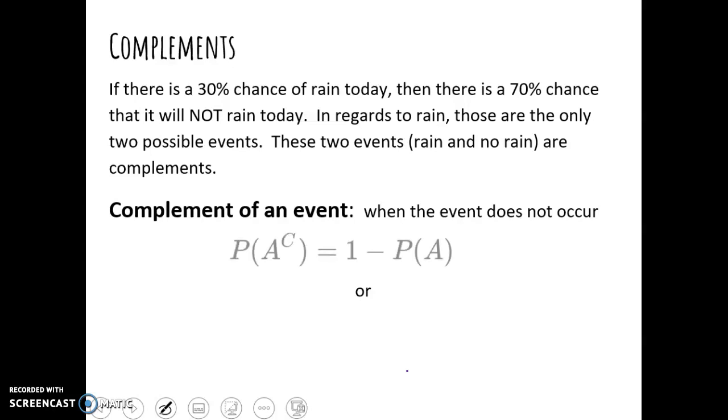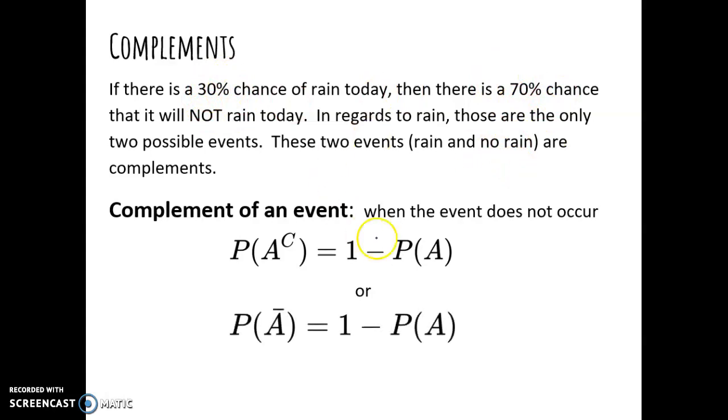And so this is the formula. This is the notation. P and then of A and then C for complement, and you kind of write it like an exponent, is equal to 1 minus the probability of A. So the probability of A not happening is equal to 1 minus the probability that it does happen. So if you think of it up here, 1 minus 30% is 70%.